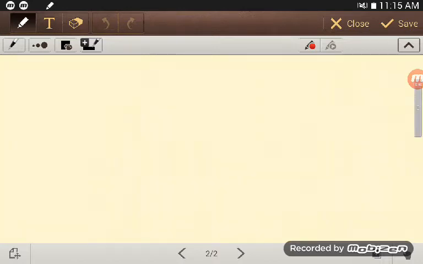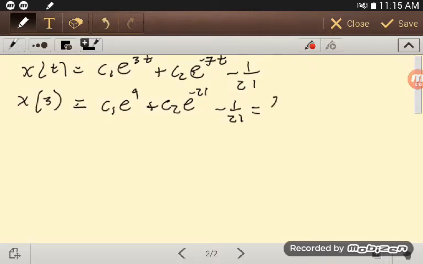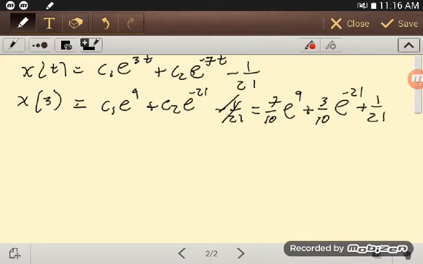So we have 7 over 10 e to the 9 plus 3 over 10 e to the negative 21. So that looks like, oh wow, we get 7/10 and 3/10. Well, no, because there's this minus 21 in there. And what I'm going to do is add it to this other side, so plus 1 over 21. So there is our first equation with two unknowns.